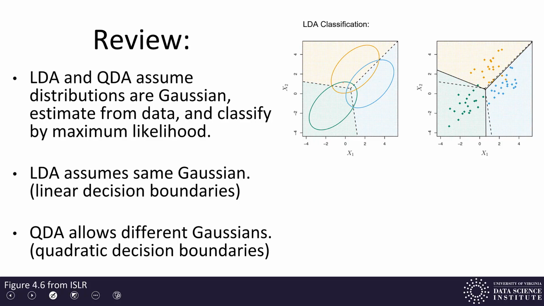The difference between LDA and QDA: LDA assumes that all the classes have the same distribution. QDA allows the classes to have different distributions. With LDA, we're always going to get linear planes or hyperplanes or lines as decision boundaries between our classes. In QDA, we're always going to get a quadratic, parabola-like decision boundary, or second-order polynomial formulas for those decision boundaries.